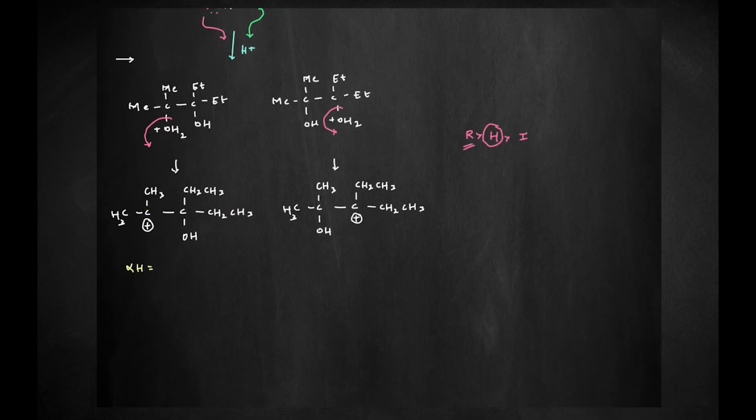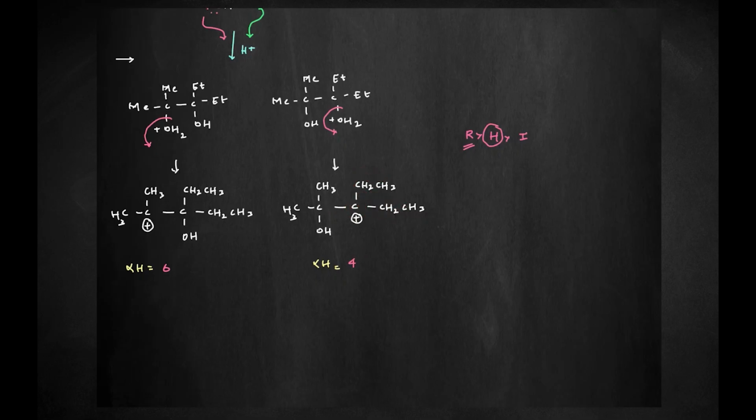I hope you know how to calculate the alpha H. Alpha H means this is the alpha carbon, this is alpha carbon, this is alpha carbon. So the H directly attached to the alpha carbon is called the alpha H. So here there are 6 alpha H. And in this position, how many are the alpha H? Yes, this is the carbocation, this alpha carbon, alpha carbon, alpha carbon. So 2 and this 2, only 4 alpha H will be there.